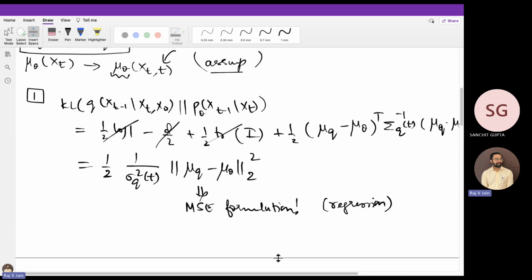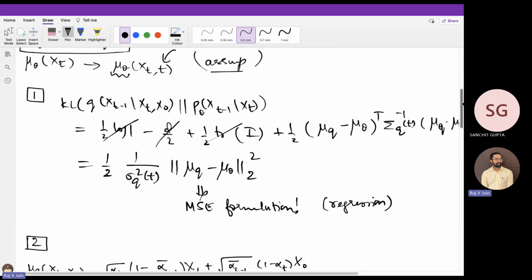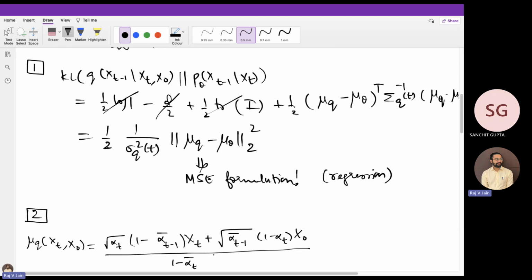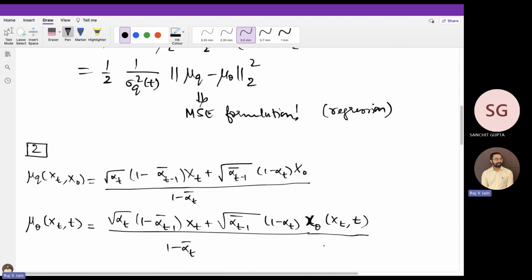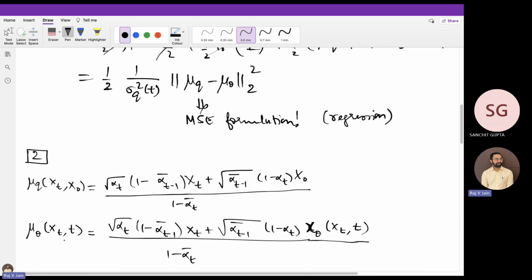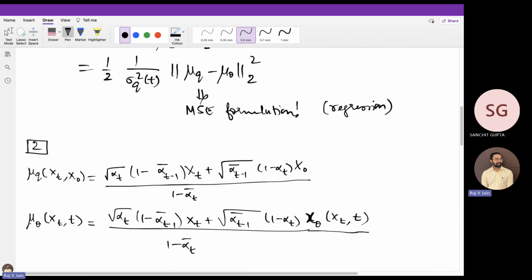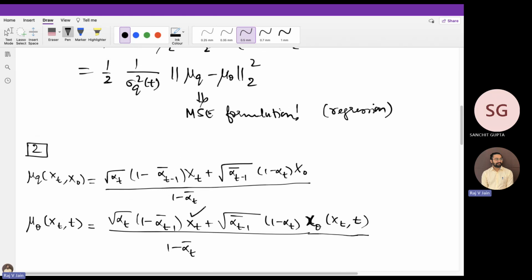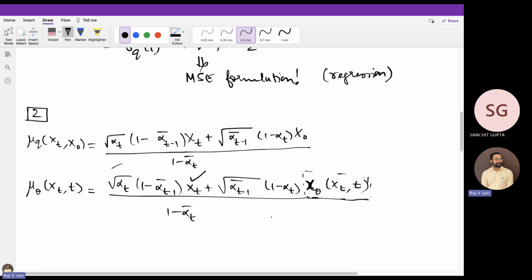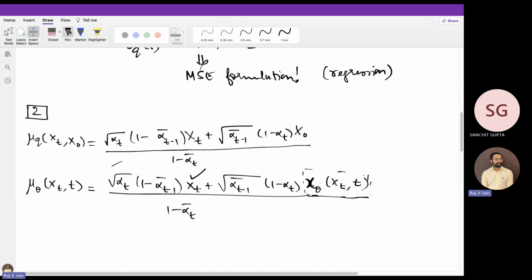The authors look at this in one more way. So we know what mu q of xt comma x naught is, right? That is this formulation. Now what they do is they rewrite this mu theta of xt comma t in this form, right? Where we are saying that look, mu theta of xt comma t, because I have access to xt, whatever the learnable part is there in mu theta, I will write it in this form, x theta of the learnable part, and to get the mean, I will now do all of this jugglery, I'll multiply, add, whatever, right? This is the point. Now, if I do it in this way, what does the problem move down to?